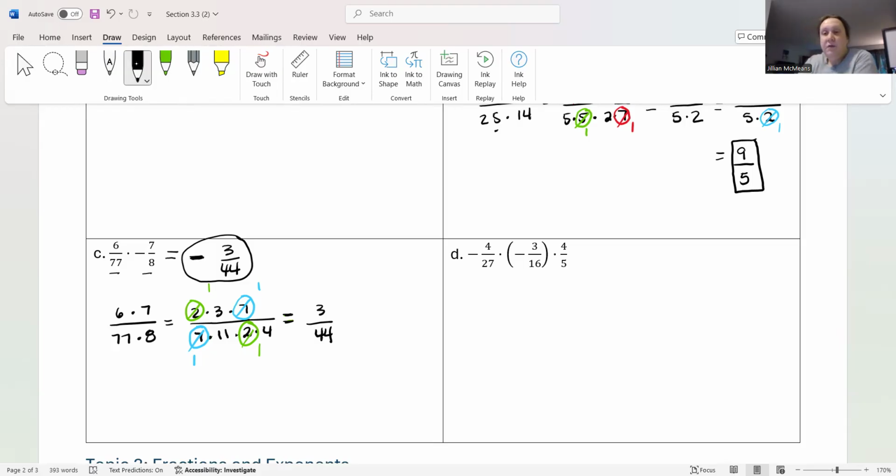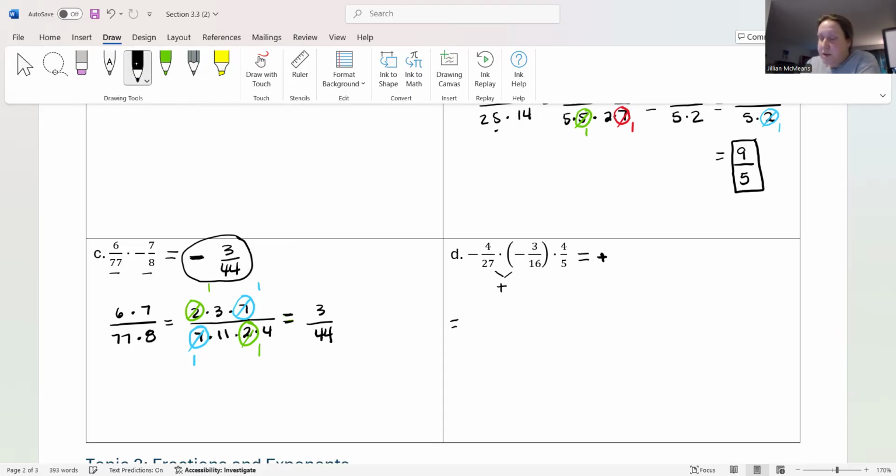One more, and then we'll kind of shift gears a little bit. We have negative 4/27 times negative 3/16 times 4/5. So I'm multiplying three fractions. Two of them are negative. One of them is positive. So these two will pair up and become positive. So then I just have a positive times a positive. So I'm going to put a little plus sign here to remind myself that my final answer is going to be positive. Okay, so let's see what this is going to look like.